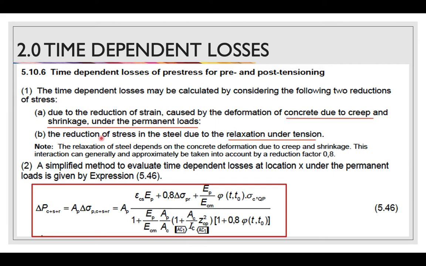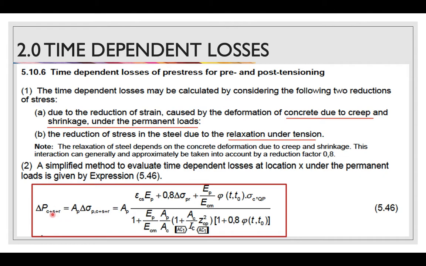The second one is the reduction of stress in the steel due to the relaxation under tension. The relaxation of steel depends on the concrete deformation due to creep and shrinkage. So this interaction can generally and approximately be taken into account by a reduction factor of 0.8. We are given this equation 5.46, which is a simplified method to evaluate the time dependent losses at location x under the permanent loads, given by this expression.